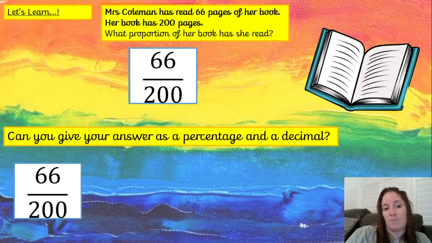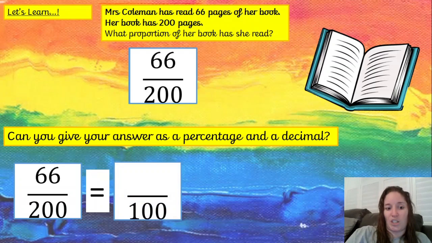So let's do the same thing. So we've got 66 over 200, but we can't find a percentage like that because we need it to be over 100. So we're going to change that. This time I don't need to times my denominator because it's greater than 100. So I actually need to divide it. I've got 200, but I need 100, so I can divide that by 2. Which means I need to divide my numerator by 2. So 66 divided by 2 is 33.